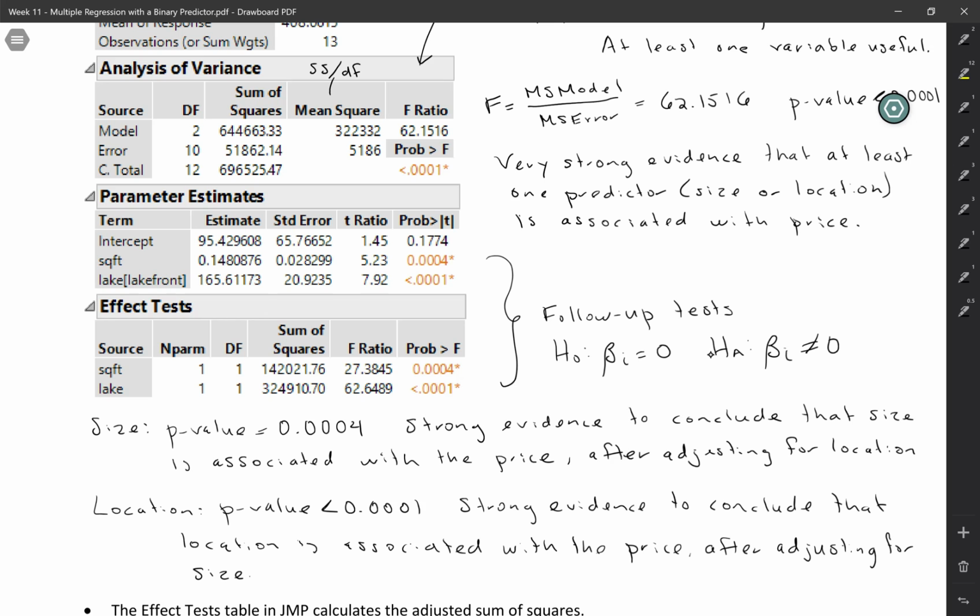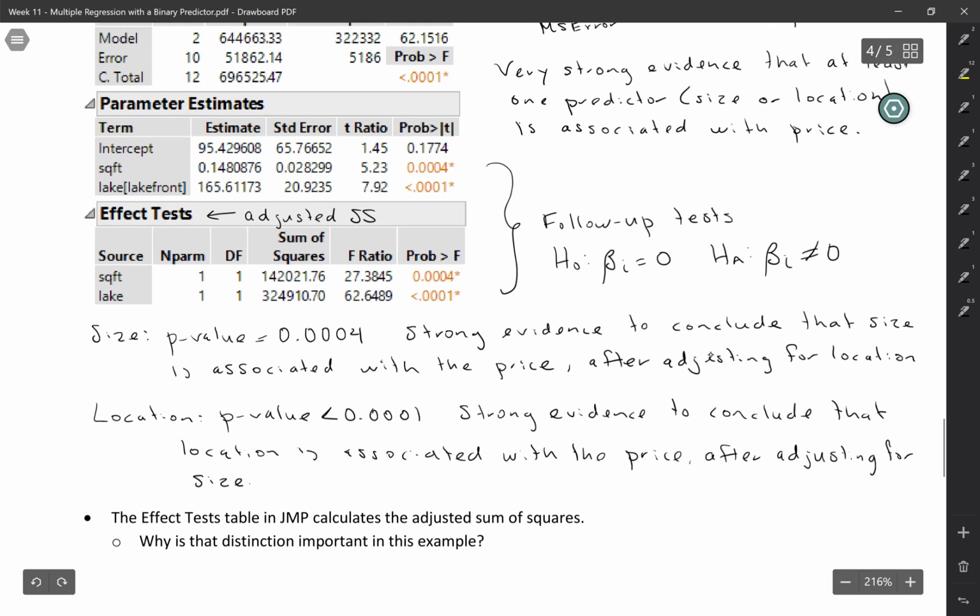And I do want to mention that the effect test that we're using here, the sums of squares are the adjusted sums of squares. So we've seen adjusted sums of squares before. Sometimes that's an important distinction and sometimes it's not. In this situation, it is important to note that these are adjusted sums of squares. Why is that distinction important in this particular example? Maybe pause the video for a second. Think about why adjusted sums of squares are important here.